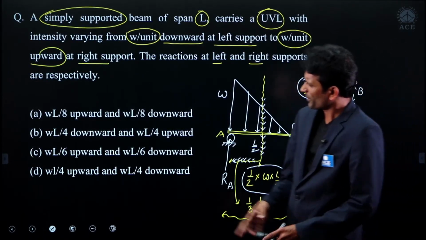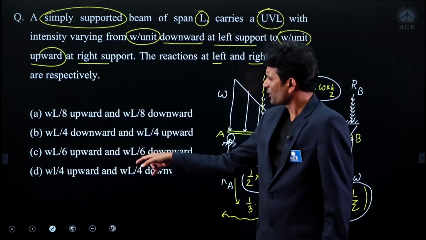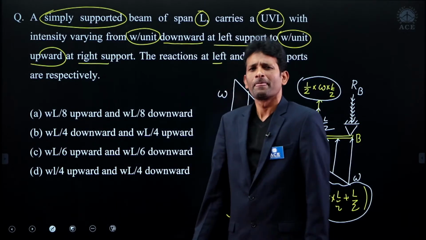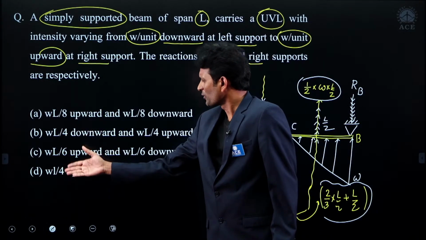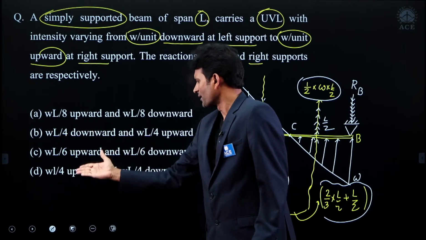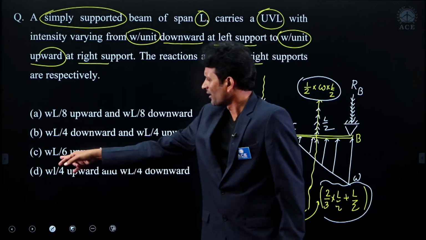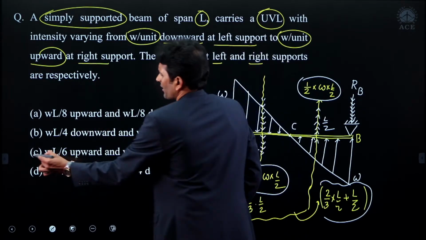RB. Look at the options. Omega L divided by 6 we are finding at option C. When we look at the other options, nowhere do I find omega L divided by 6. Obviously, option C is going to be correct.